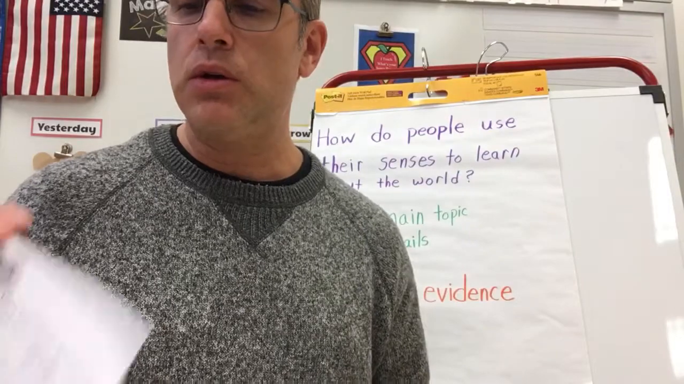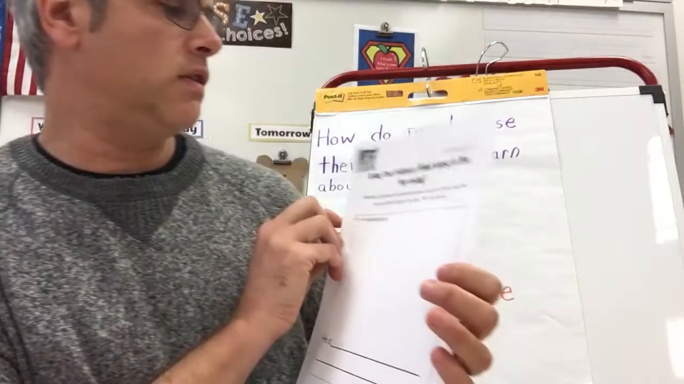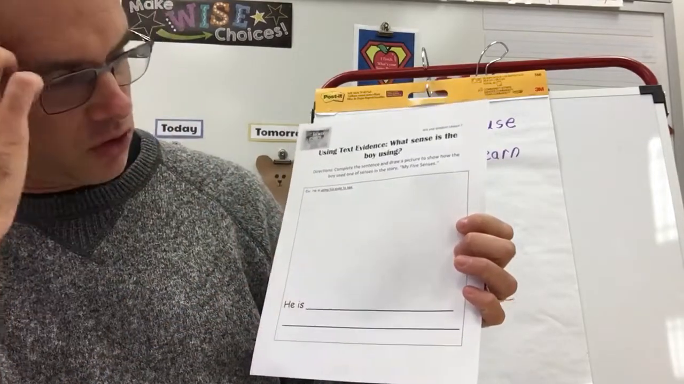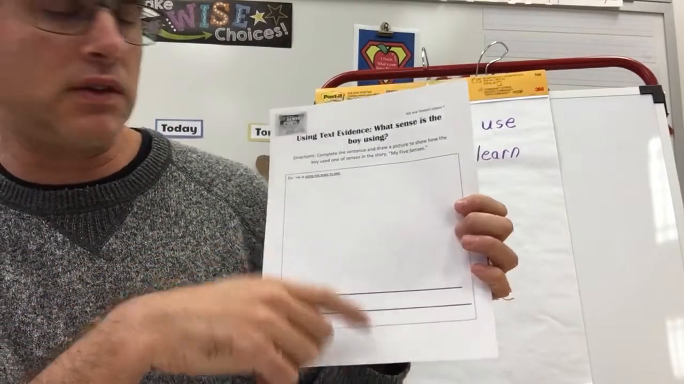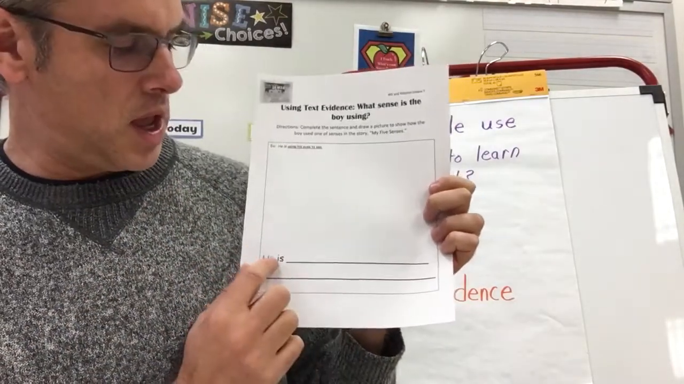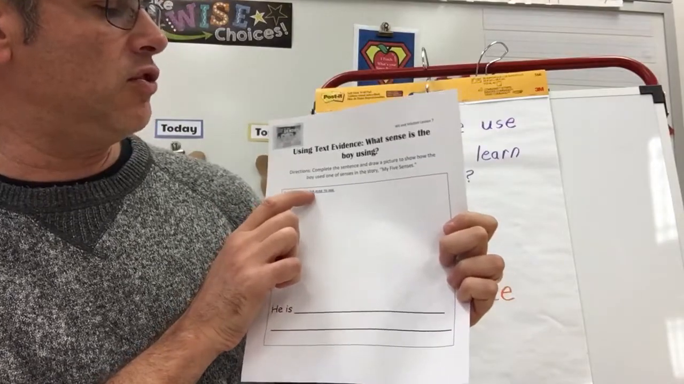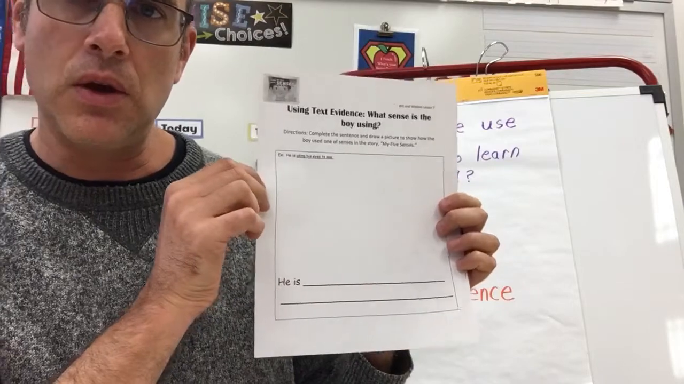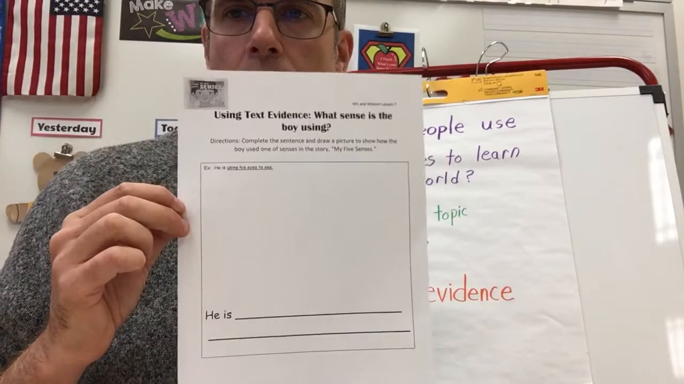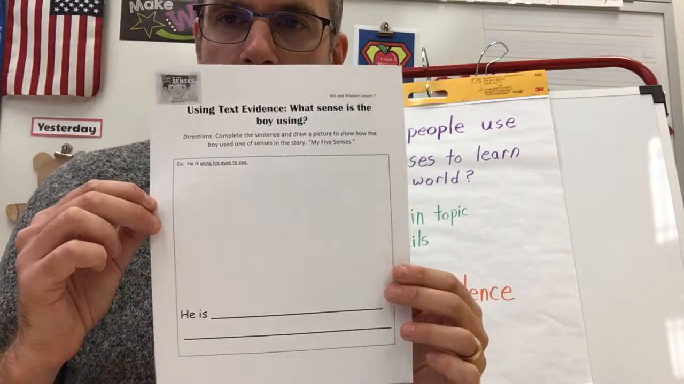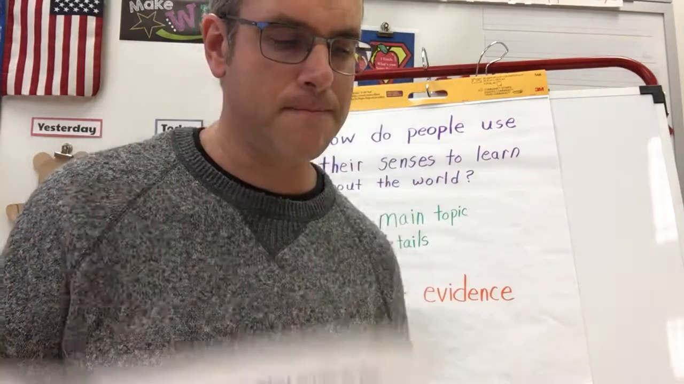Today, I want you to think about the story, okay? Your activity today says, using text evidence. What sense is the boy using? So I'm going to show you some pictures, and you're going to draw a picture of one of the senses that the boy uses in the story on Seesaw. Then you're going to finish the sentence. He is blank. I have an example. I said he is using his eyes to see. And I would draw a picture of him using his eyes to see something. So we're going to look back through the story right now at each of the five senses, and you can draw a picture of one of those senses and remember what he's doing, okay?